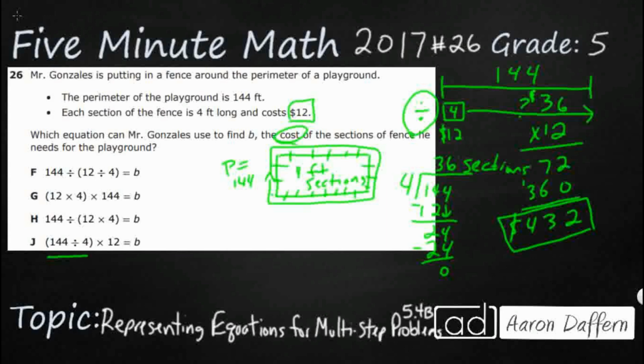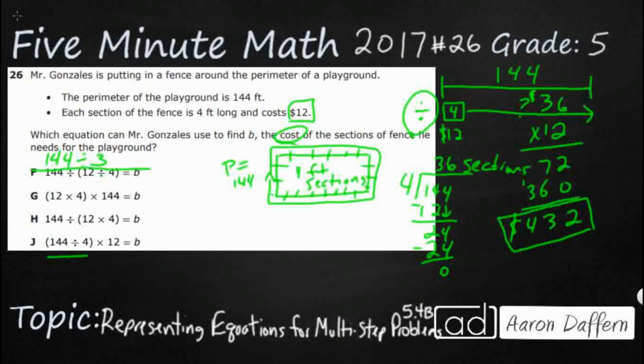Look at what F has got, some division, but look at this order of operations. We're going to need to take care of our parentheses first. So 12 divided by 4 would be 3. So really what F is saying is you need to take 144 and then divide it by 3, and then that's it. Well, that's not going to work because that is not even going to get us the correct number of sections, and that doesn't help us figure out how much it costs.